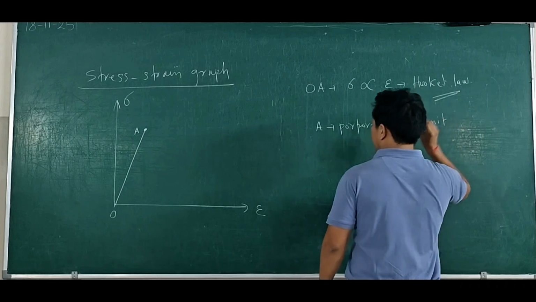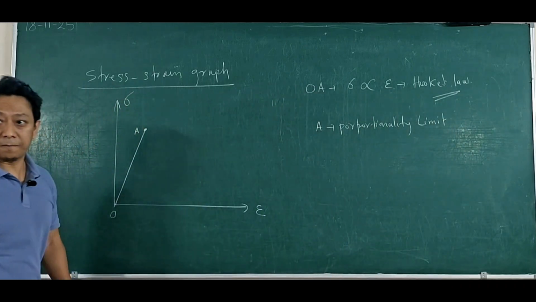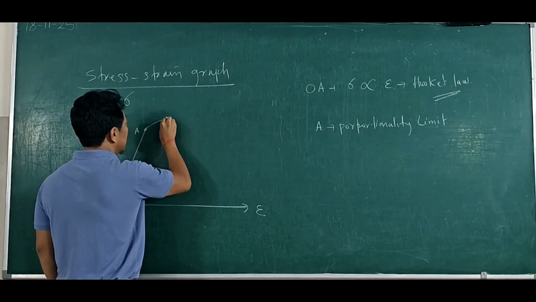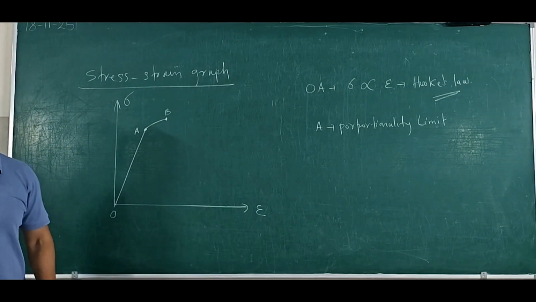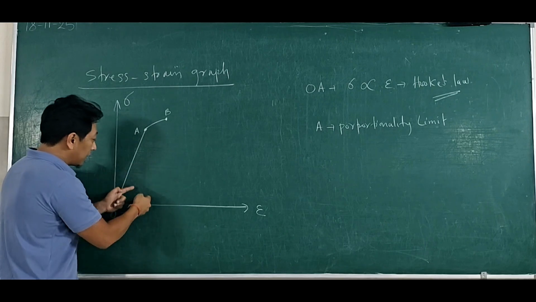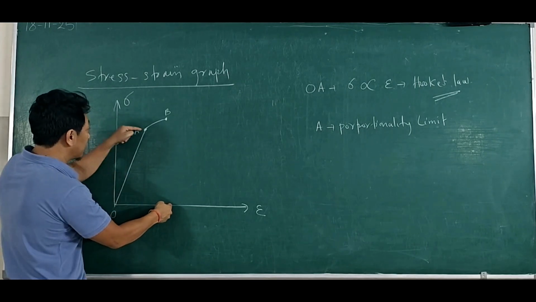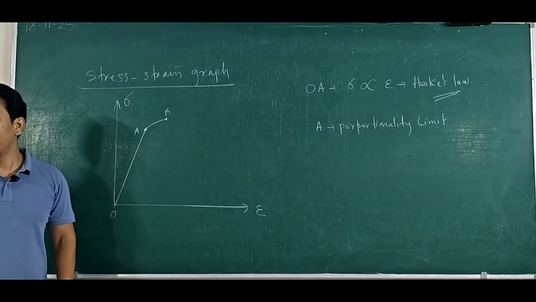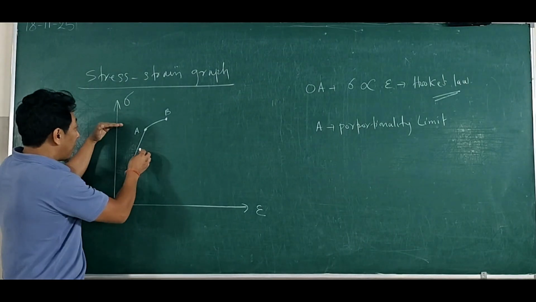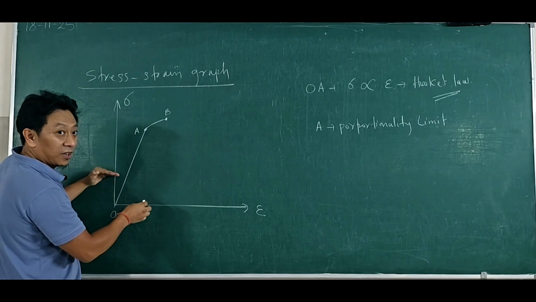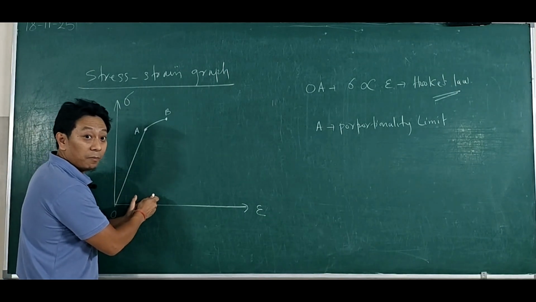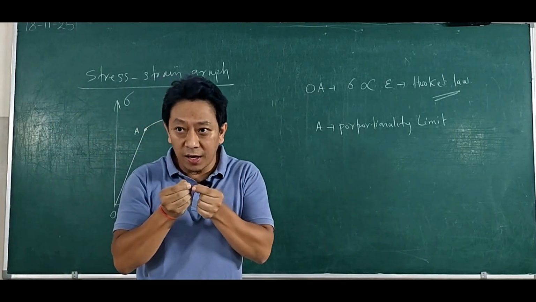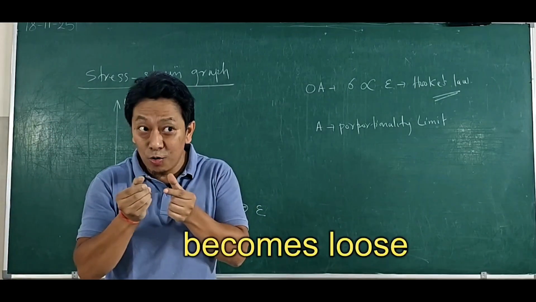Proportionality limit. Once you cross this point, the graph slightly dips. What does that mean? Can you guess? Now, to create the same extension, you actually need less force. So, no more proportional now. Or, by applying the same force like before, you are able to extend the wire much more. So, after you cross this proportionality point, the wire in a way becomes loose kind of thing inside.